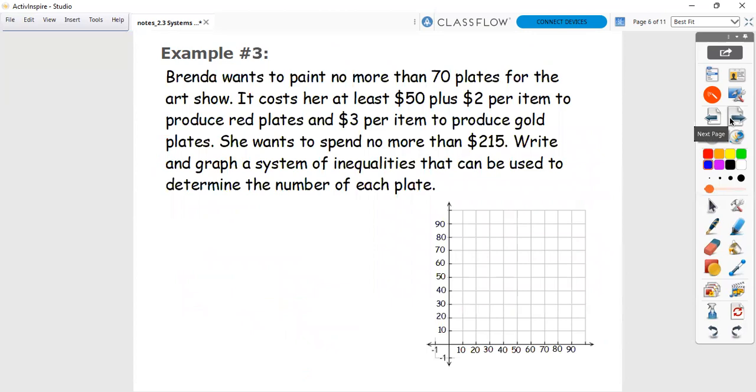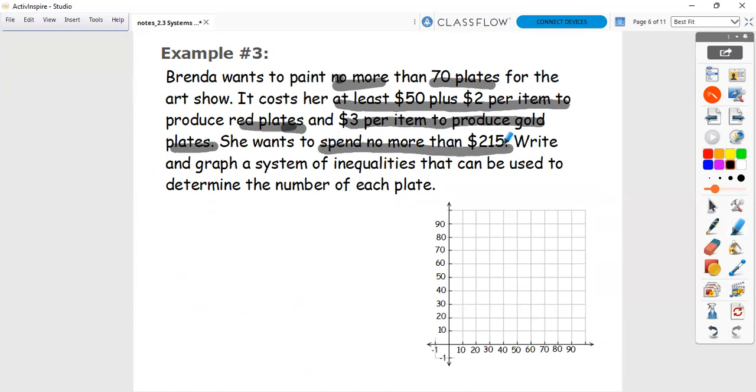All right, let's look at a word problem example now. So Brenda wants to paint no more than 70 plates for the art show. So she doesn't want any more than 70 plates for the art show. It costs her at least $50 plus $2 per item to produce red plates and $3 per item to produce gold plates. She wants to spend no more than $215. Write and graph a system of inequalities that can be used to determine the number of each plate.